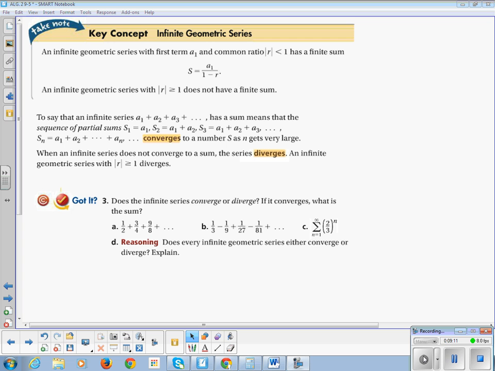If our common ratio is less than 1, so if the absolute value of the common ratio is less than 1, it has a finite sum, and we can use this formula. If your common ratio absolute value is greater than or equal to 1, it does not have a finite sum, and this formula does not apply.